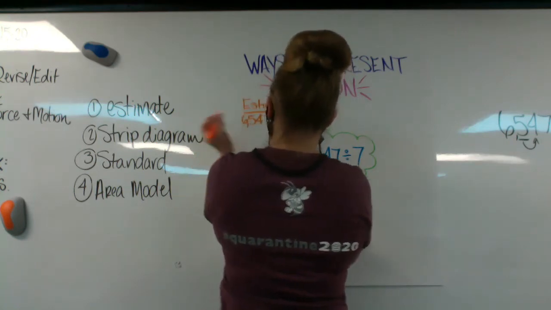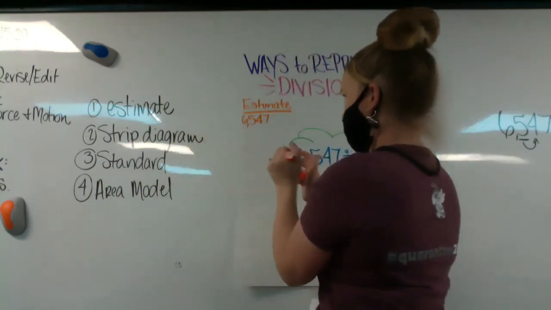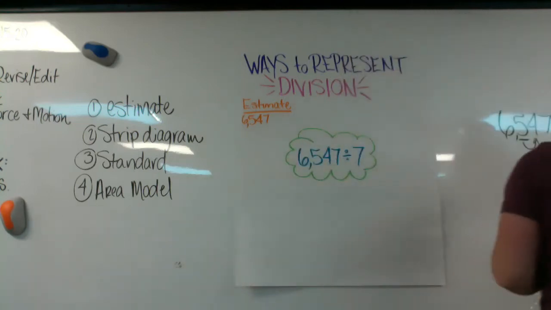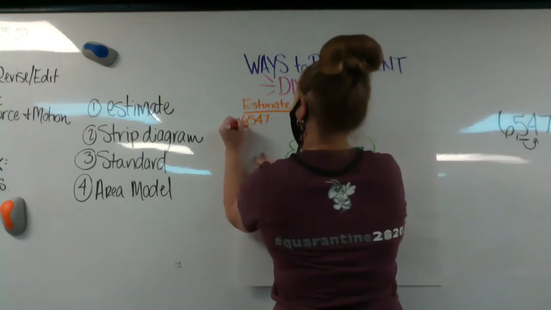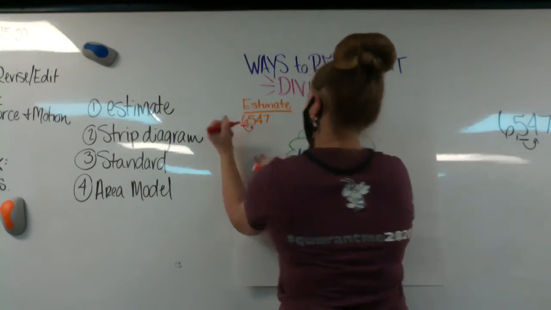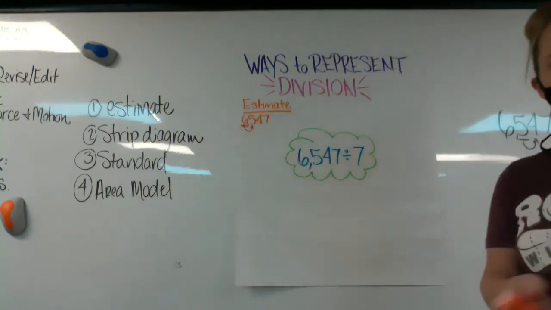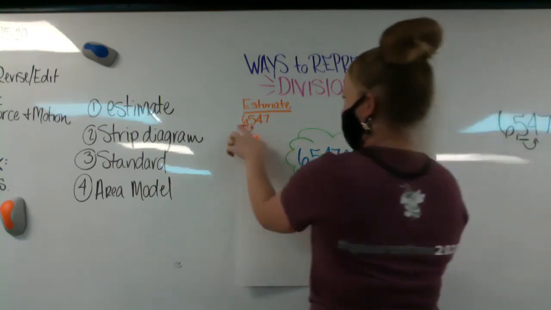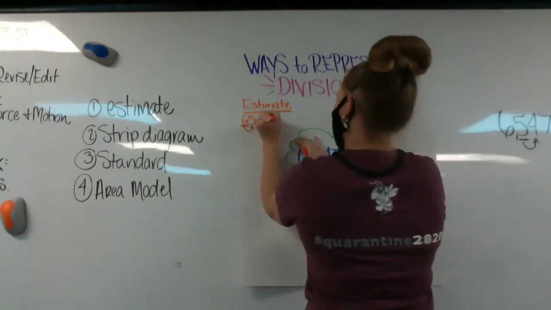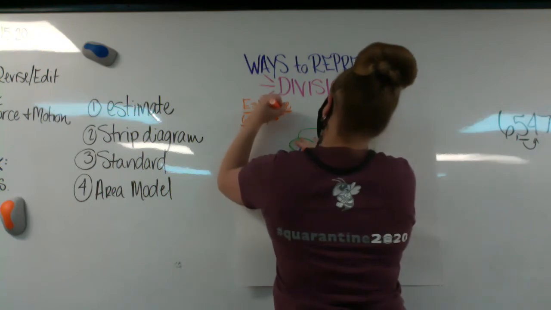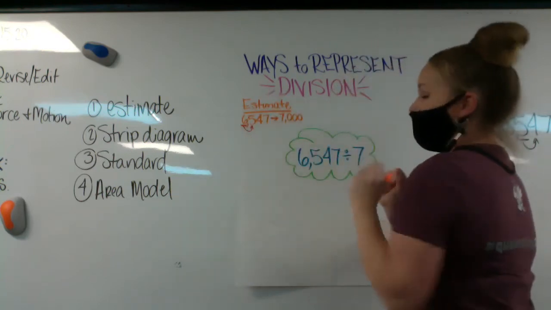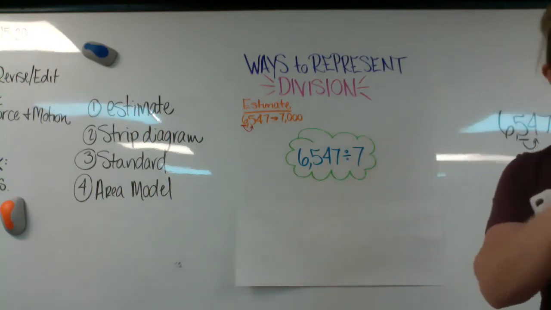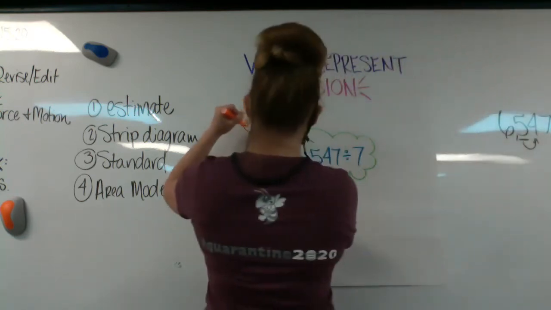So 6,547. If I round that to the nearest 1,000, I'll underline my 6. And then I look at my 5. Does 5 go up or down? It goes up. So my 6 turns into a 7. So then I have 7,000. Is that going to be easy to work with? Yes. So I'm just going to rewrite it down here.